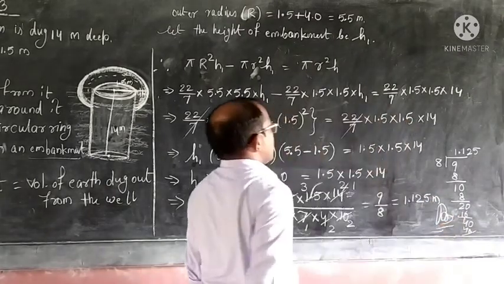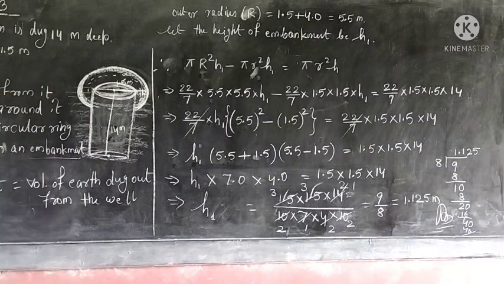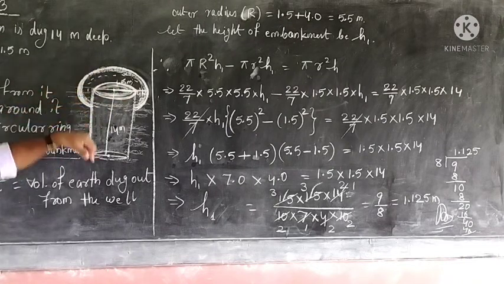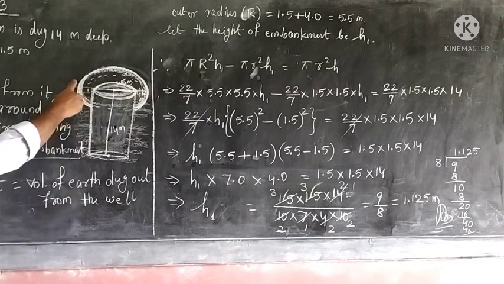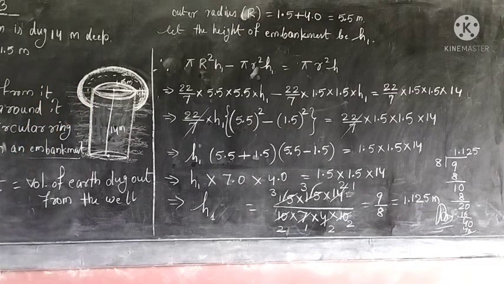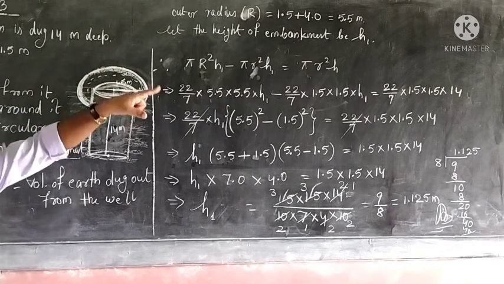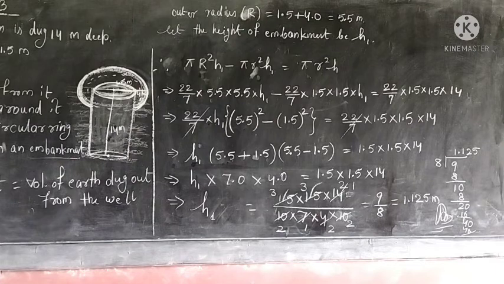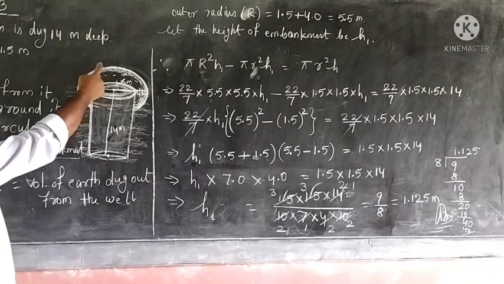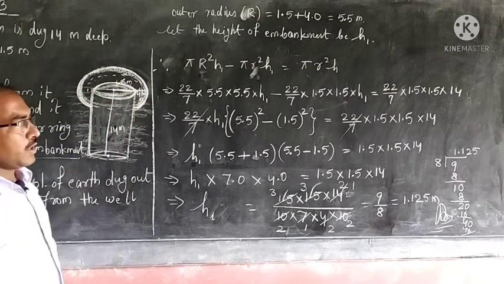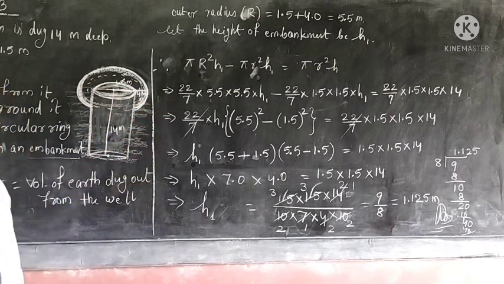So, this solution is also easy to do, only we need to remember that the earth or mud taken out from the well is spread evenly all around the well, and the width of the embankment is 4. So, the outer radius will become 4 plus 1.5, that is 5.5. Then the volume of the embankment, the outer volume of this circular ring minus the inner volume of the circular ring, is equal to the volume of mud taken out.